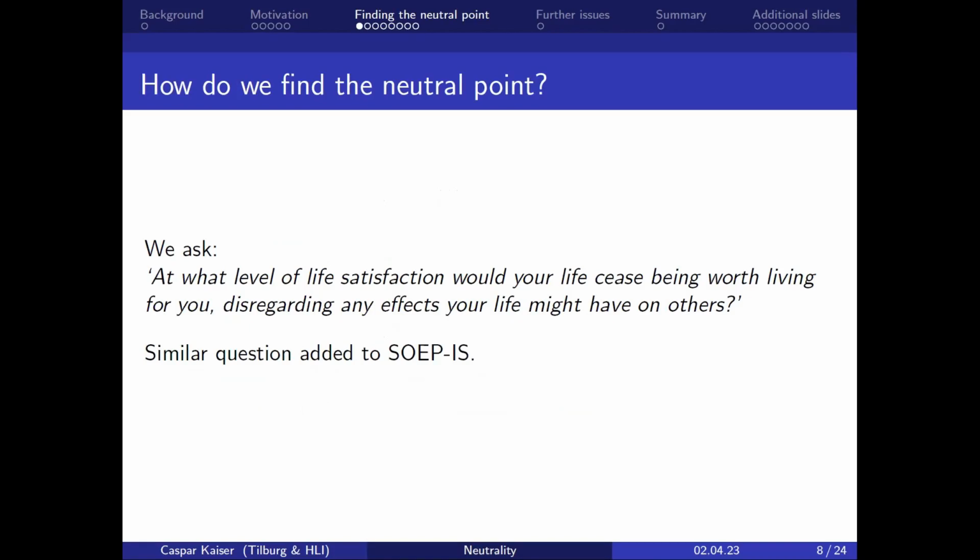The reason why we added this proviso, disregarding any effects your life might have on others, is because we don't want people to think, okay, if my life ends now and I have a child, then the well-being of my child would be very negatively affected. So we wanted people to disregard those kinds of considerations. Whether we were successful, I don't know.